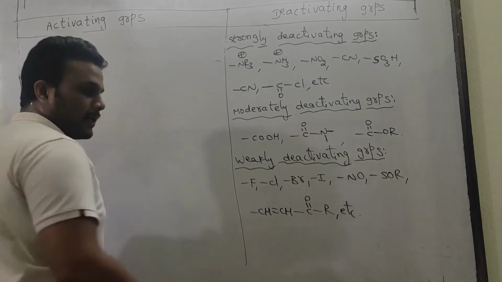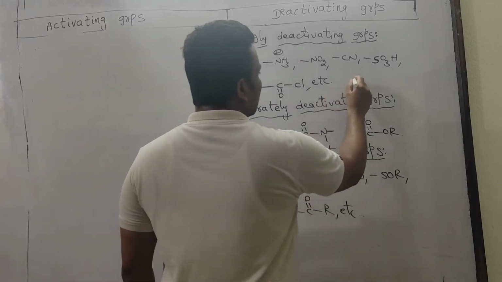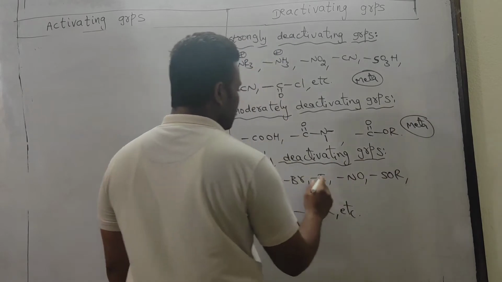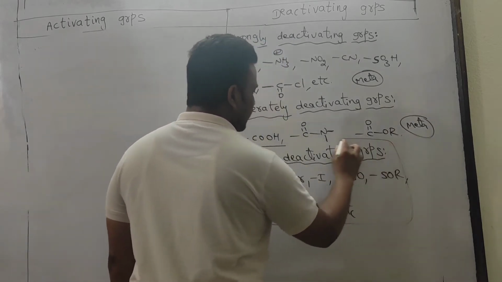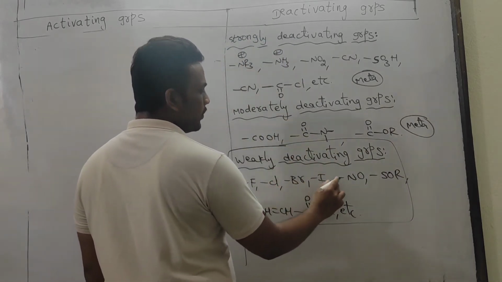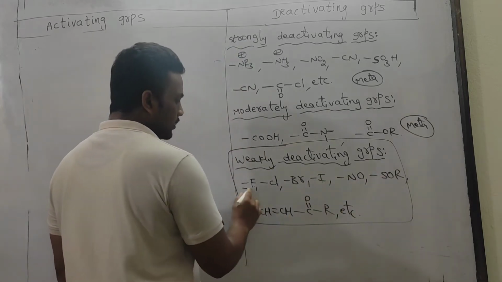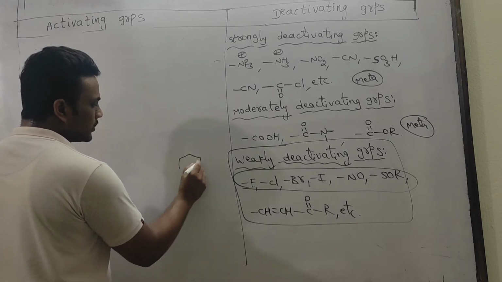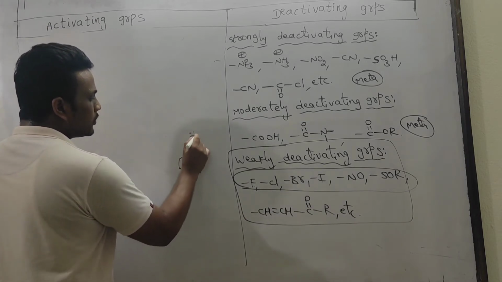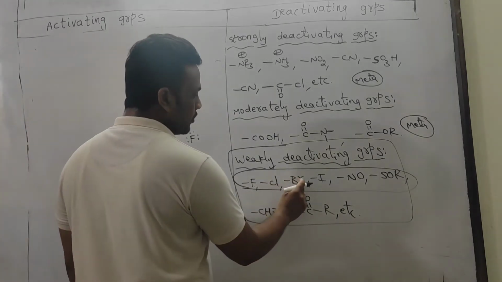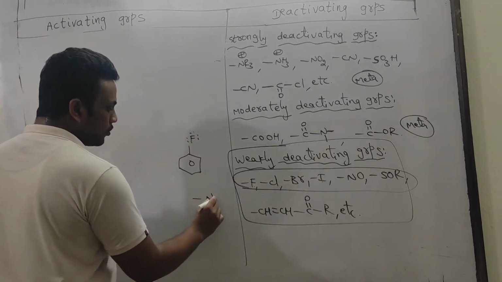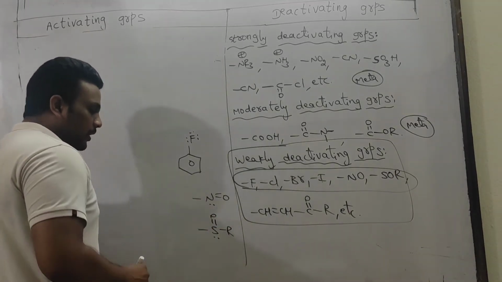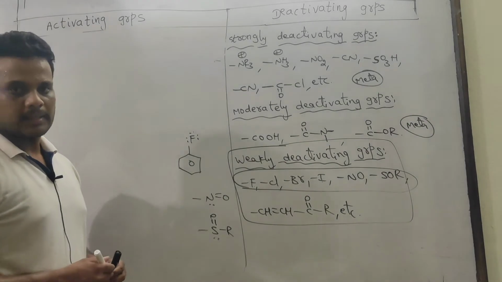See, because you see this category, strongly deactivating groups, all these are meta directors. But this is a special case. Weakly deactivating groups: you see fluorine, chlorine, bromine, iodine, NO, SOR. These groups have lone pair, conjugated system. Suppose benzene is there, fluorine possesses lone pair, chlorine possesses lone pair, bromine, iodine possess lone pair, NO group also possesses lone pair, SOR also possesses lone pair. So lone pair is there, they must be ortho-para directors.